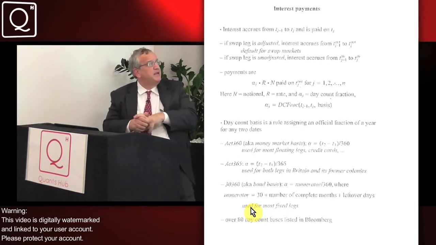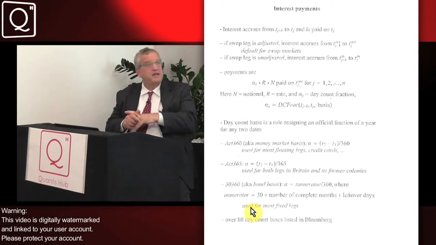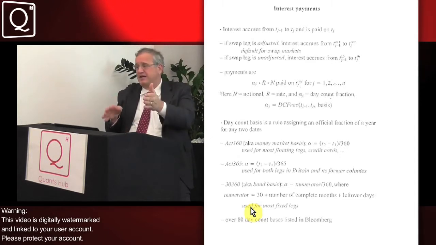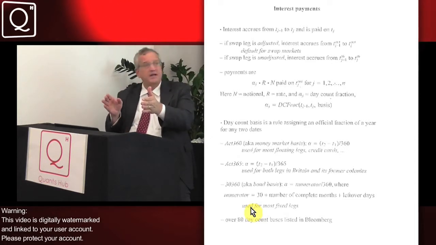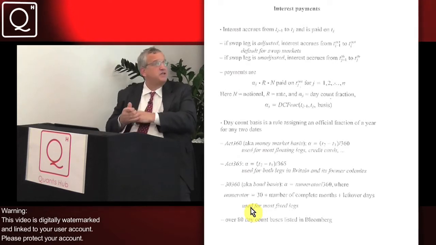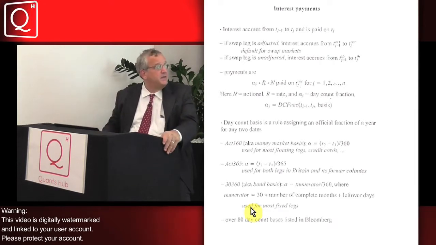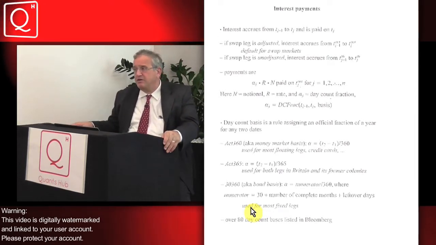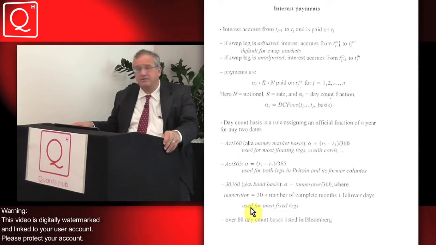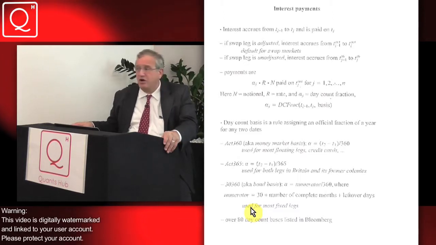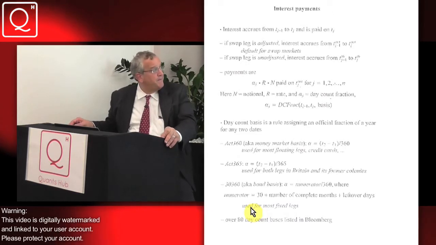Well, if the swap leg is adjusted, that means interest accrues from actual date to actual date and is paid on the actual date. If the swap leg is unadjusted, the interest accrues from theoretical date to theoretical date and is paid on the actual date. And by default, swap legs are adjusted. Okay, but that's usually on the confirm, even though it doesn't need to be.